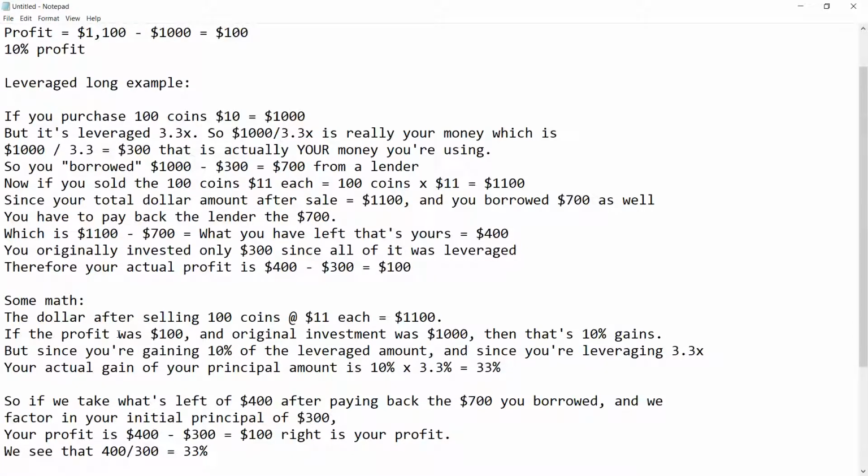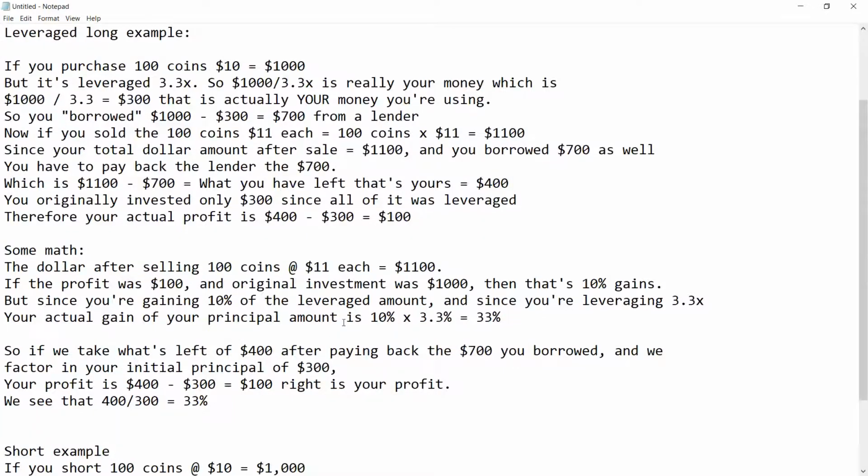Since you're gaining 10% of the leveraged amount, and you're leveraging 3.3 times, your actual gain on your $300 is equal to 10% times 3.3, which is equal to 33%, right? Take a look right here. I can never find my mouse. I got too many monitors. There it is, okay? So it's $400 minus $300, that's equal to $100, right? So you literally profited 33% because it's all leveraged and multiplied by 10% by 3.3 times.